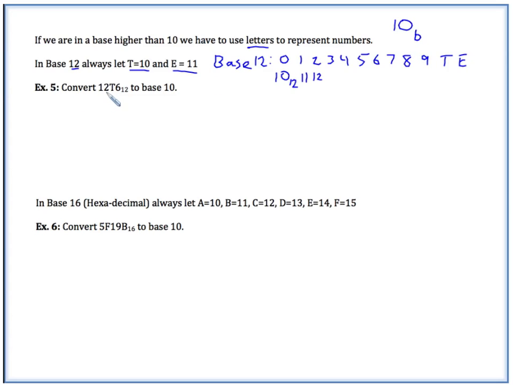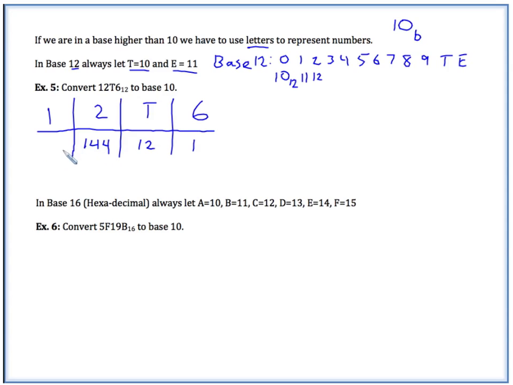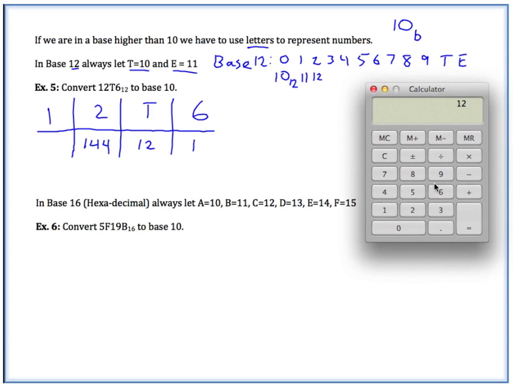So let's convert this 12T6 base 12 into base 10. So we're going to write our number 1, 2, T6. We're going to put this into base 10. So we need the place values for base 12. So it's going to be 1, 12, 12 squared, which is 144, and then 12 cubed. Well, 12 cubed is going to be 12 times 12 times 12. So it's 1,728.